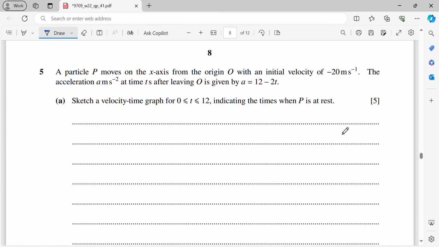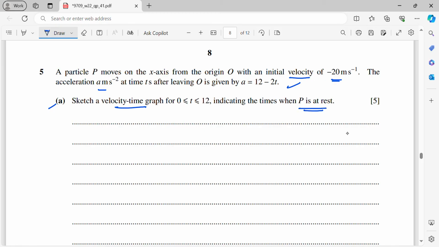Okay, question number 5. A particle P moves on the x-axis from the origin O with initial velocity of -20. The acceleration A at the time t after leaving O is given by A equals 12 minus 2t. Part (a): sketch a velocity-time graph for t between 0 and 12, indicating the times when P is at rest.